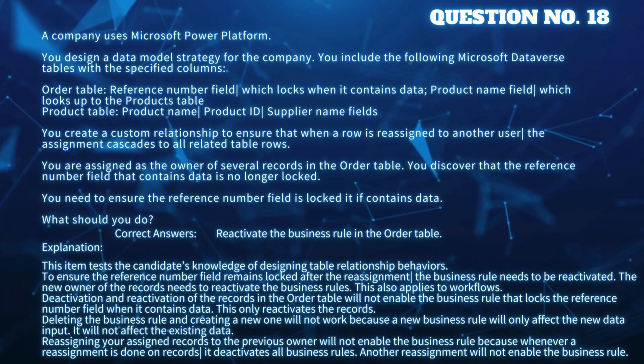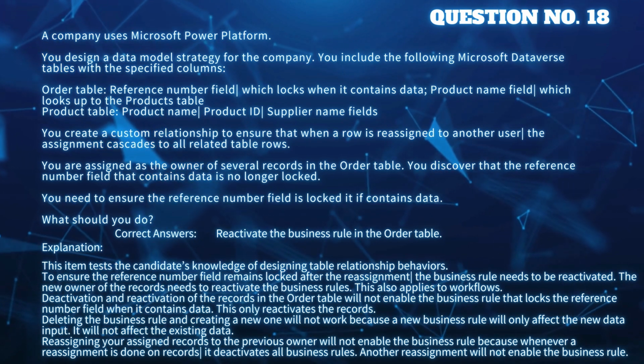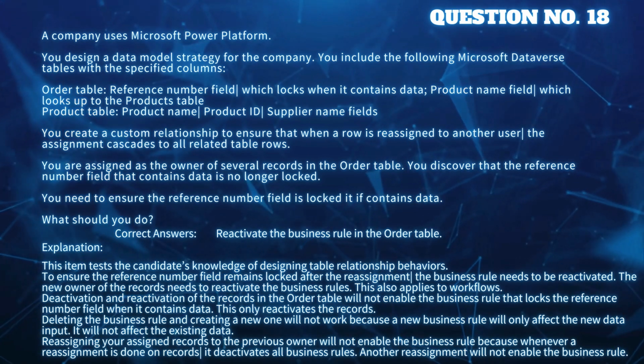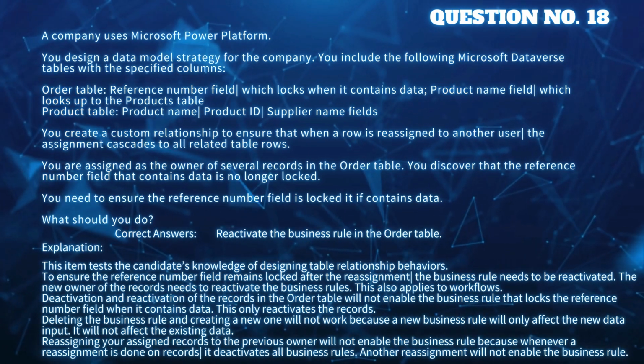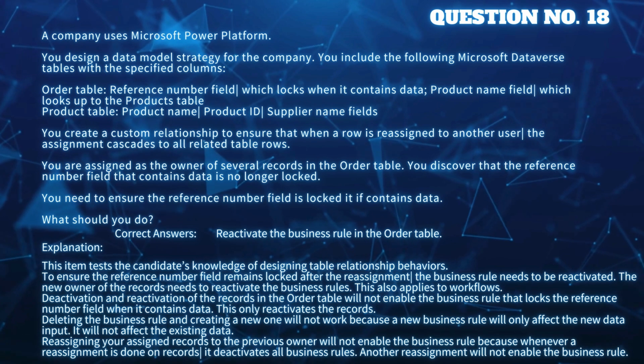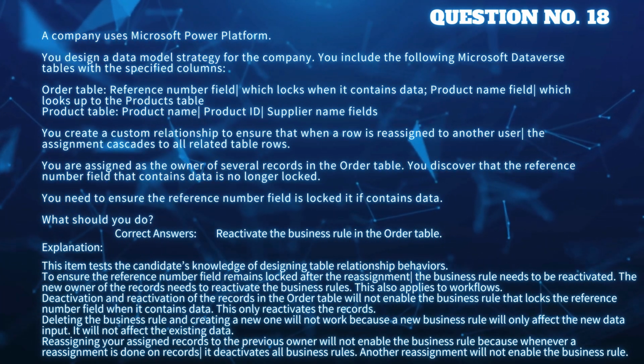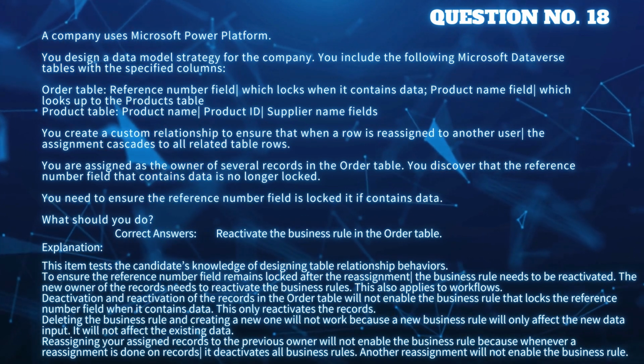Explanation: this item tests the candidate's knowledge of designing table relationship behaviors. To ensure the reference number field remains locked after the reassignment, the business rule needs to be reactivated. The new owner of the records needs to reactivate the business rules. This also applies to workflows.